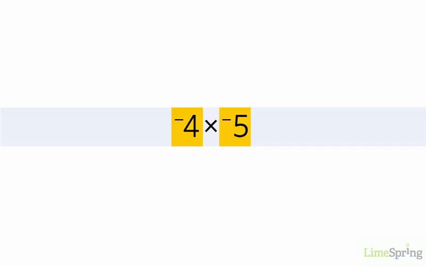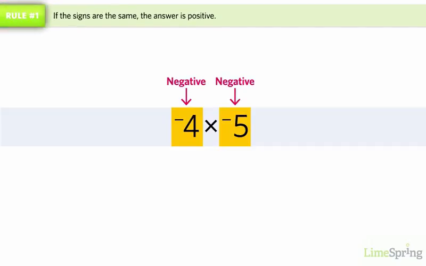How about negative 4 times negative 5? Well, are the signs the same or are they different? The signs are the same, right? So negative 4 times negative 5 equals positive 20.